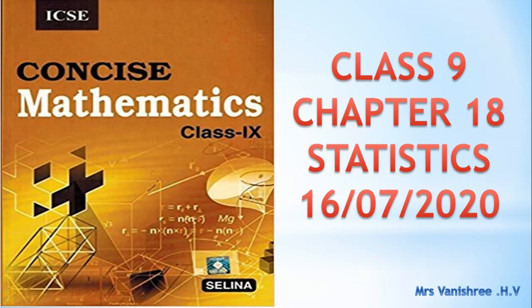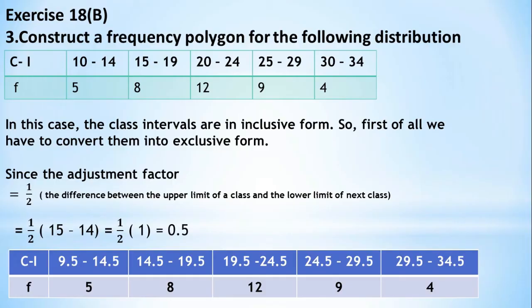Hello everyone, welcome back to Maths class, chapter number 18 Statistics, the continued part of exercise 18b. In the previous class, we discussed how to construct a histogram and hence how to construct a frequency polygon. We have also discussed that a frequency polygon can be constructed by using a histogram and without using a histogram. Let us proceed with the remaining problems.